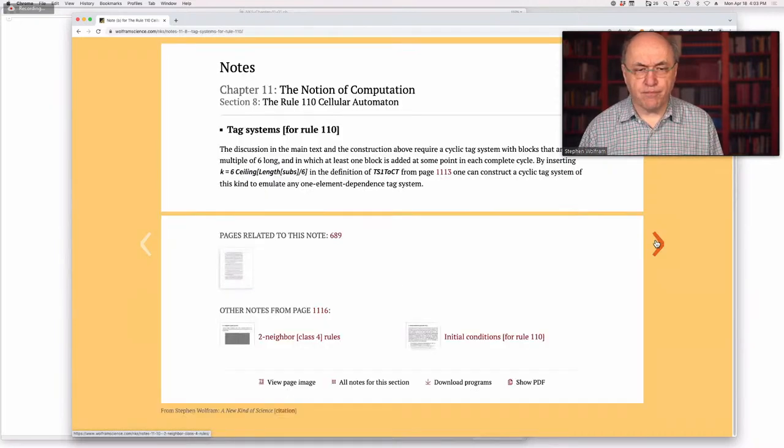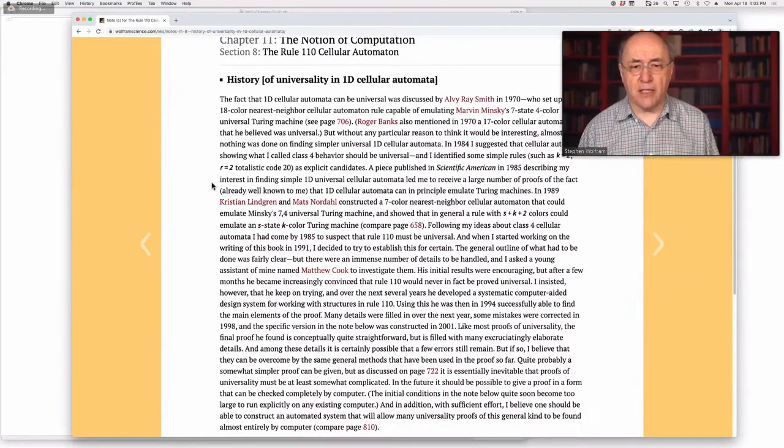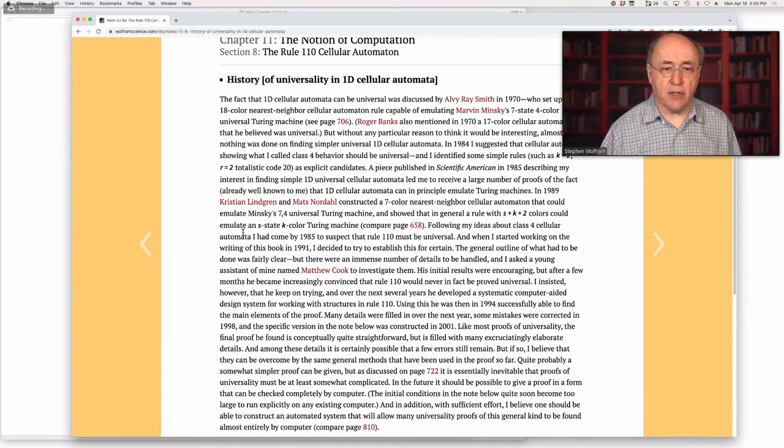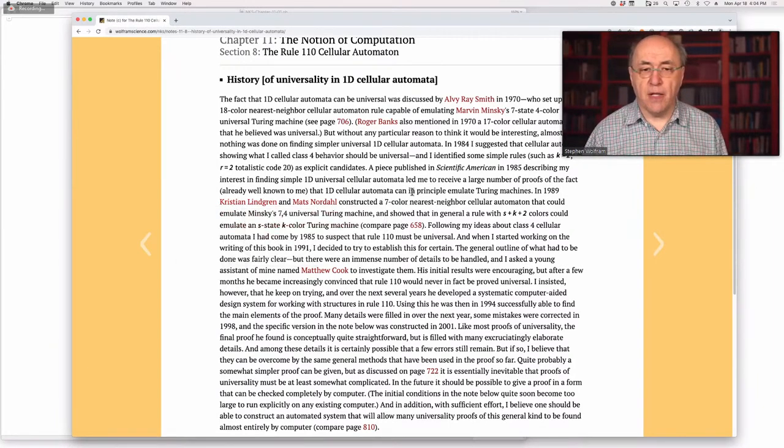So let's see. I talked here about the history of universality in one-dimensional cellular automata. There's some history of this that predated the NKS book. I think it had gotten down to a seven-color nearest neighbor cellular automaton being the best that was known before the rule 110 case. And now rule 110 takes that down to a two-color nearest neighbor cellular automaton.